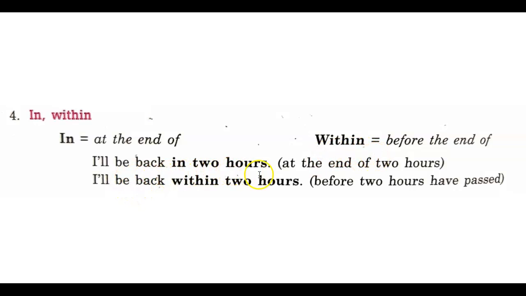They are very simple, very easy to differentiate: in is at the end of a particular time and within is before the end of that particular time. I'll be back in 2 hours. This is at the end of 2 hours. That means after the 2 hours are completed, I'll be back. So that is why we have used in. I'll be back within 2 hours. Within 2 hours means before 2 hours are completed, I'll be back. So in and within are two different things, but it is very easy to differentiate between them. In is at the end of a particular time. Within we use to make sure that the thing happens before the end of that particular time.